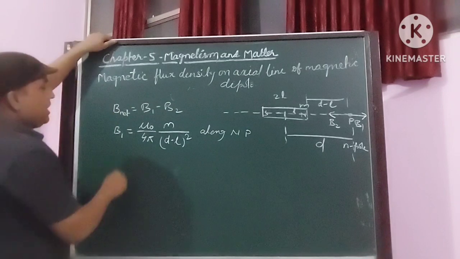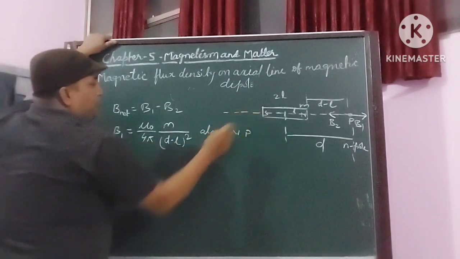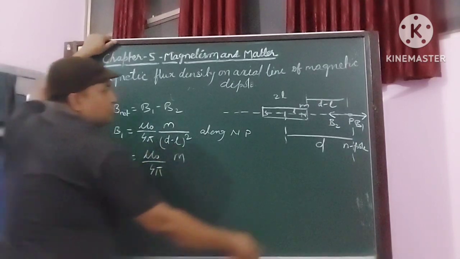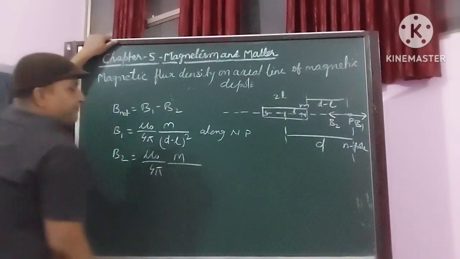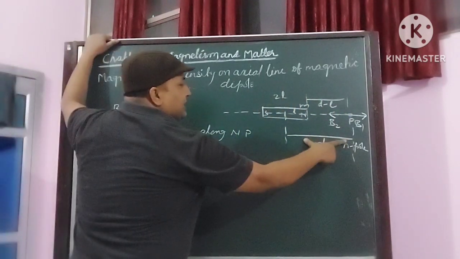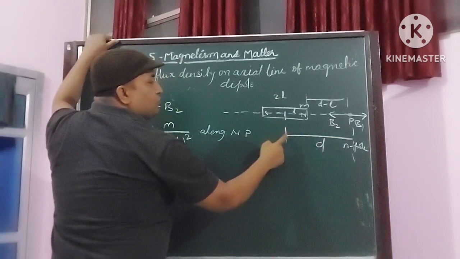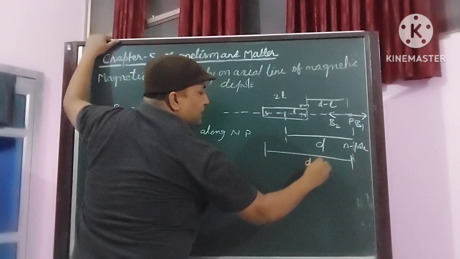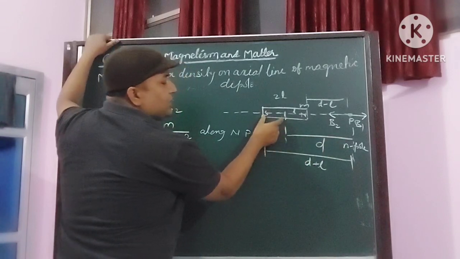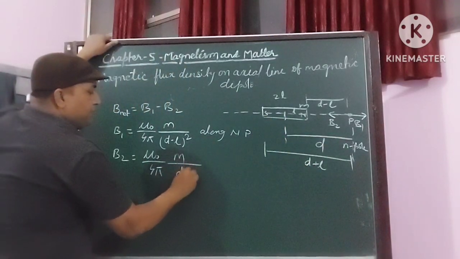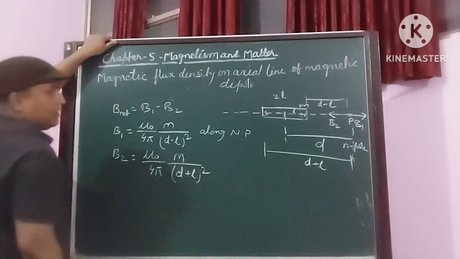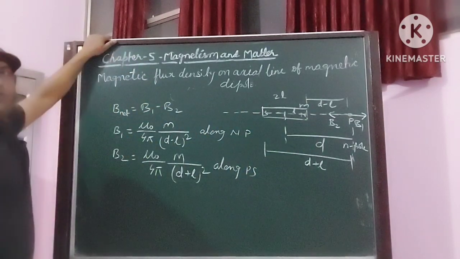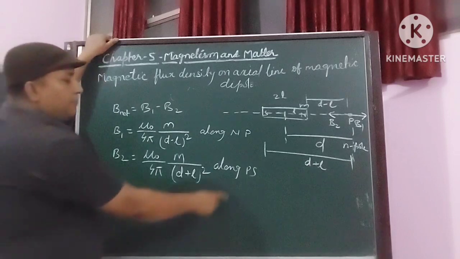The direction is along NP. Now come to B2 due to the south pole. It will be mu 0 by 4 pi, m by the distance squared. Here the distance from P to the center is d, and the south pole is at length L on the other side, so the distance from P to S is d plus L. So B2 is mu 0 by 4 pi, m by d plus L whole square, along PS, because of the attraction force.